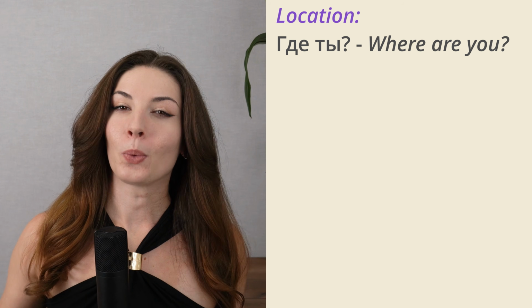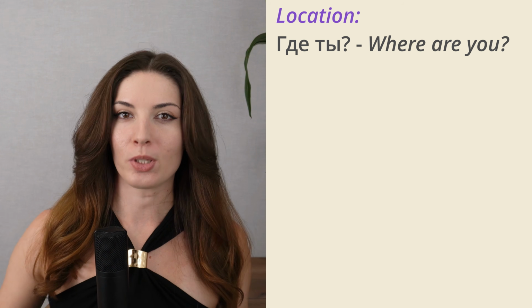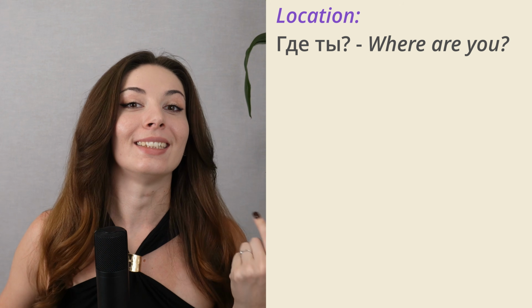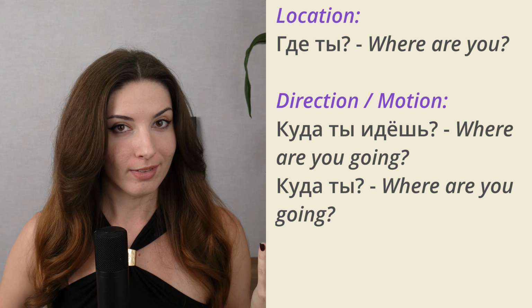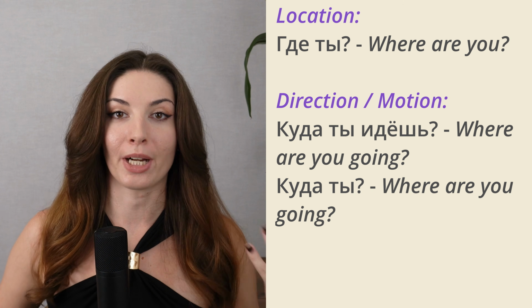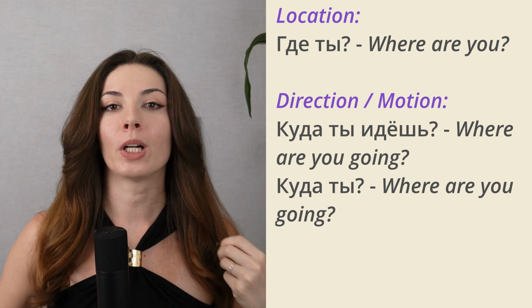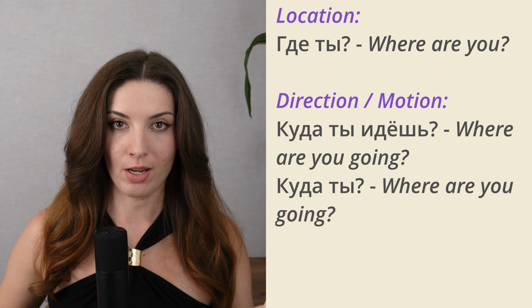Then the second pair, let's take где and куда, where. Let's start with где. Где you will use for asking about a location. Где ты? Where are you? Where are you now? What's your location? Send me your location. You see, that's где, где ты. But if you ask the question куда, that's about direction, motion. Where are you going? It should be.